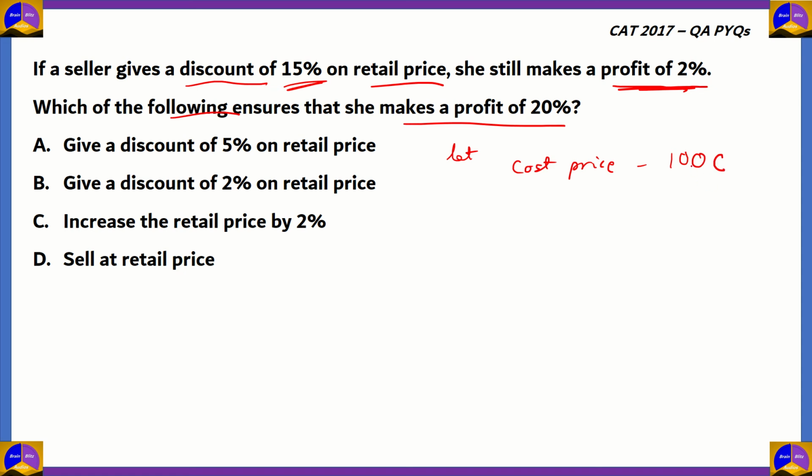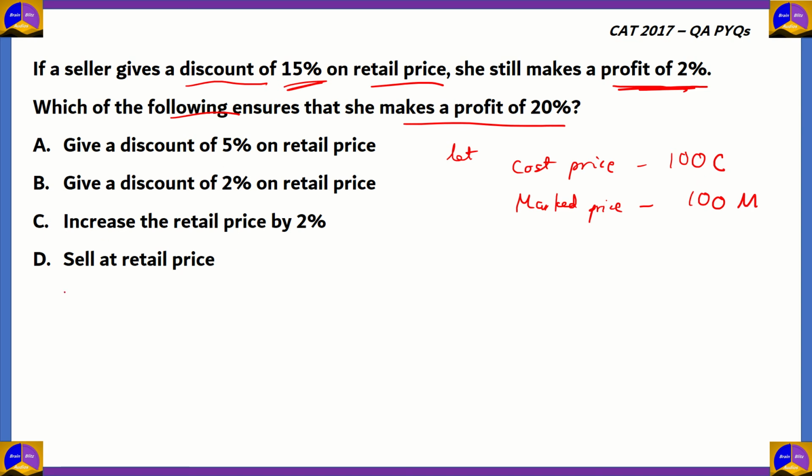Again, the reason why 100 is we're using percentages here. We'll also consider the marked price to be 100M. So yeah, they're both different. The retailers do upsell their products in order to make a profit out of it. So the cost price is 100C, the marked price is 100M.